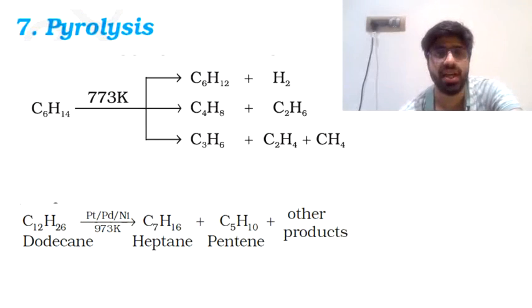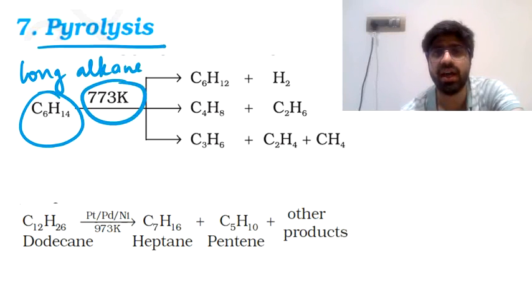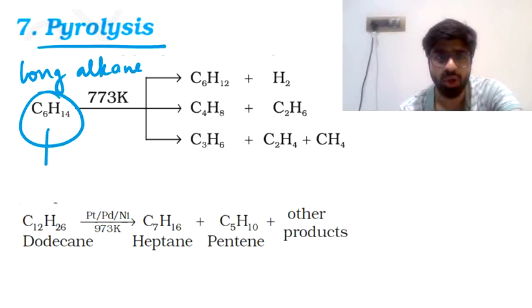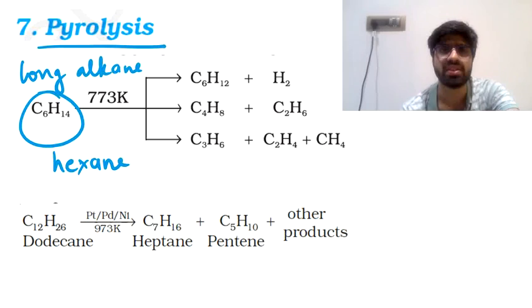Let's go ahead with one last reaction, that is pyrolysis. If you are heating a large hydrocarbon, large means a hydrocarbon having more than 3 or 4 carbon atoms will be considered large, for this particular pyrolysis section. So if you are taking a longer alkane, and if you are heating it at a high temperature, the longer alkane will keep breaking into smaller and smaller alkanes. So if you talk of C6H14, which is n-hexane, it might not be n-hexane, it might be something else. It can be isohexane or any isomer of hexane. So let's call it only hexane for now.